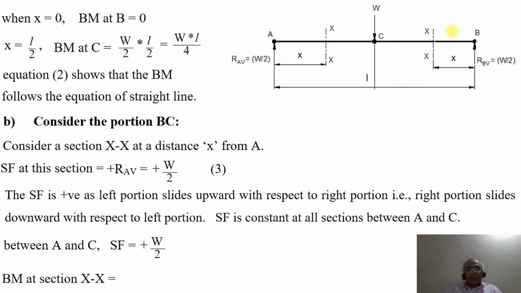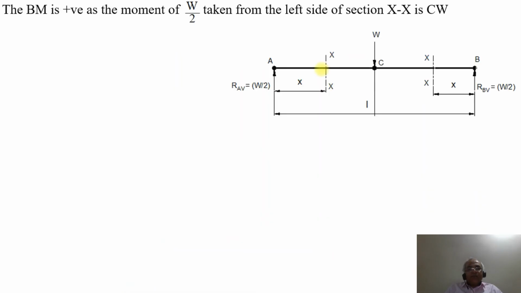Now BM at the point XX. When you are considering the BM at the point XX, again as towards the left side acting upwards, the beam will try to bend in the form of a sagging bending moment. So naturally it becomes positive, that is load into the perpendicular distance, which will be equal to plus W by 2 into X. So the bending moment is positive as the moment of W by 2 taken from the left side of the section XX is clockwise.